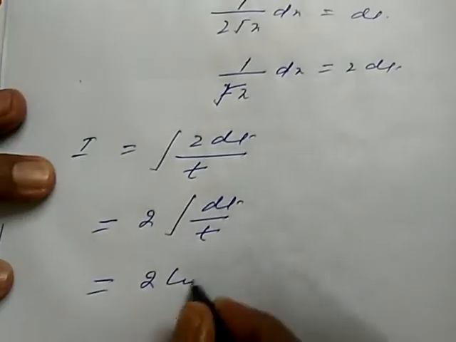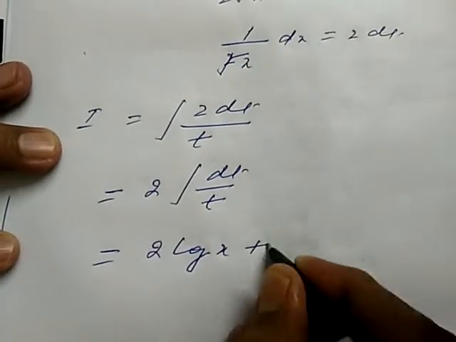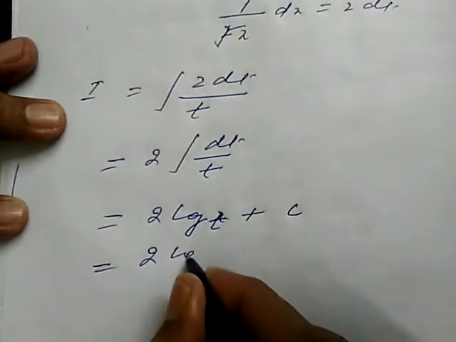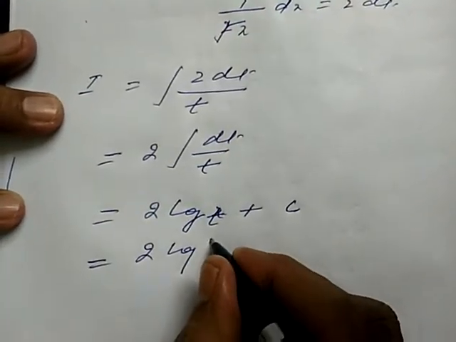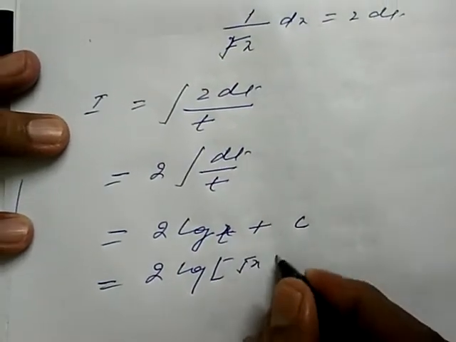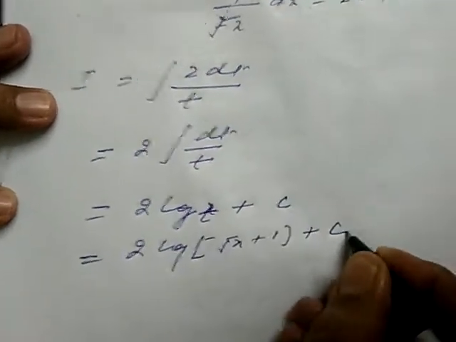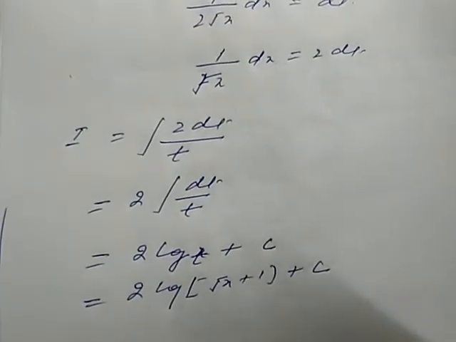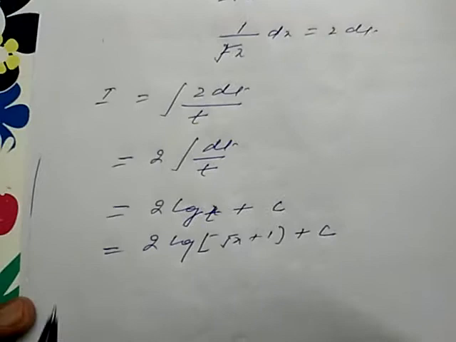This is 2 log t plus c, and after doing so, we put the value of t. t is root x plus 1, and we have the integral value for this integration: 2 log of root x plus 1 plus c, where c is the constant of integration.